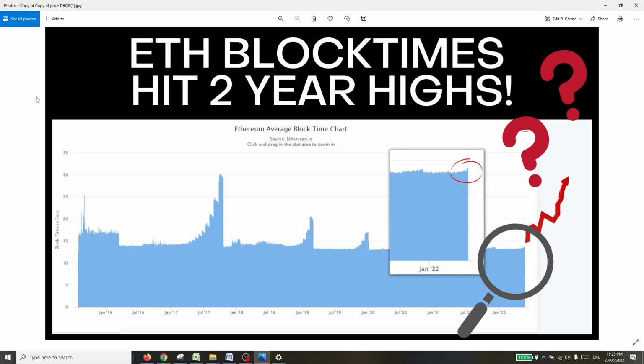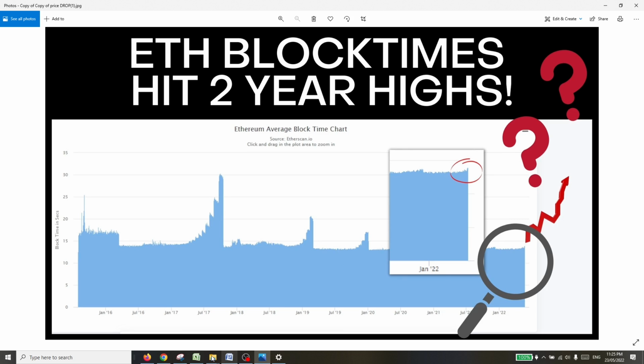So what have I been seeing? This is the ETH average block times over the last 6 years now, and you'll see here there have been some spikes. The average block time is around 12 to 13 seconds, and we have had some huge spikes in the past where it's gone up to over 30 seconds. This is the average block time per day.